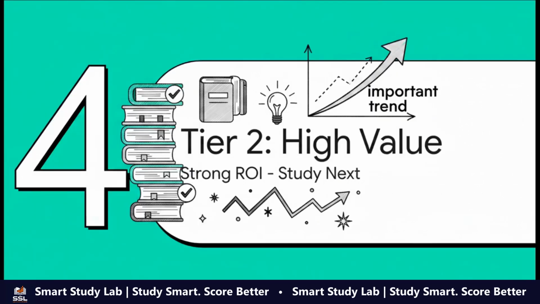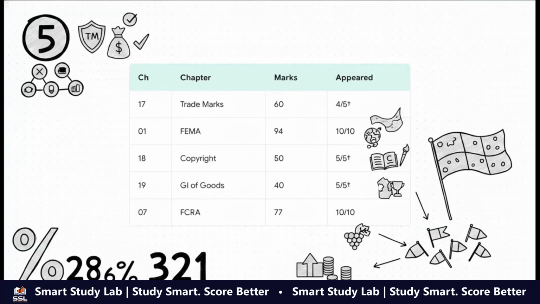Okay, on to Tier 2, your high-value chapters. These are the ones you tackle right after you've locked down Tier 1. Now, Paper 6 has 5 chapters in this tier, but there is a really important trend you need to know about before you even think about opening the book. So Tier 2 has 5 chapters. In order of priority, you've got trademarks, FEMA, copyright, geographical indications, and FCRA. And together, they account for another 28.6% of all exam marks.